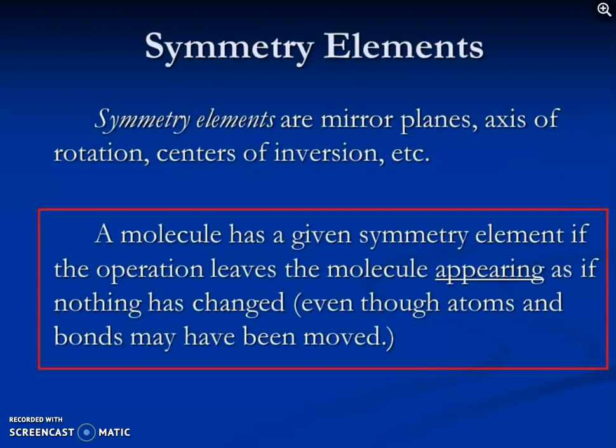So, what is a symmetry element? Symmetry elements are mirror plane, axis of rotation, center of inversion. A molecule has a given symmetry element if the operation leaves the molecule appearing as if nothing has changed, even though atoms and bonds may have been moved.